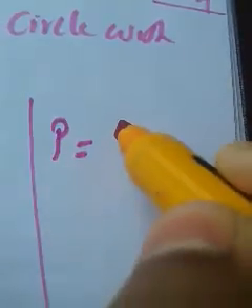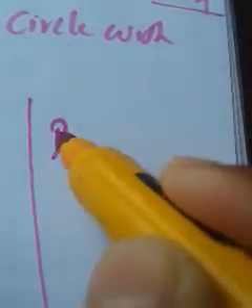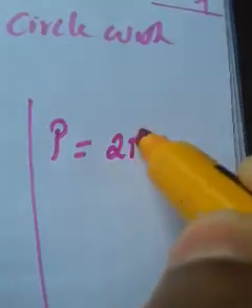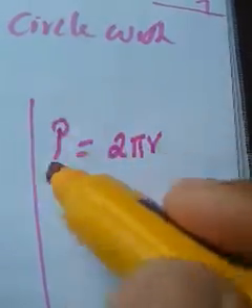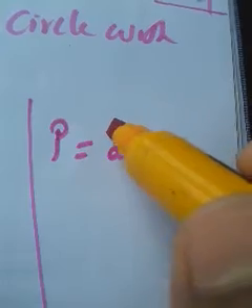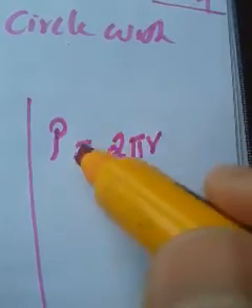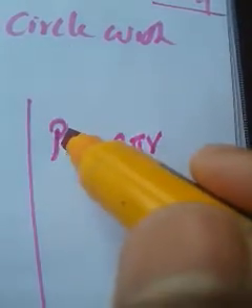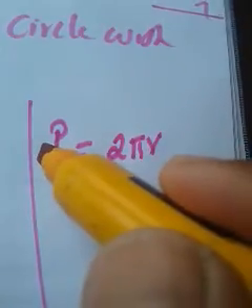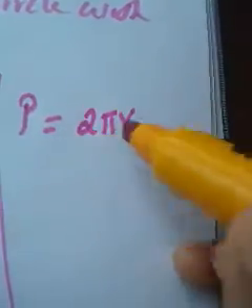And what is the formula for calculating the perimeter of a circle? Perimeter of circle is equal to 2 pi r. You are not supposed to use this kind of short forms. You are supposed to write completely. Since this is a video, that's why I am writing perimeter as p, but you are not supposed to do that. You are supposed to write perimeter. Perimeter is equal to 2 pi r.